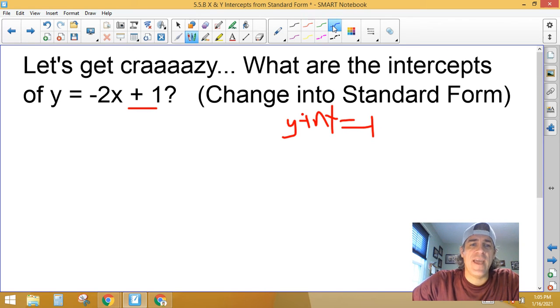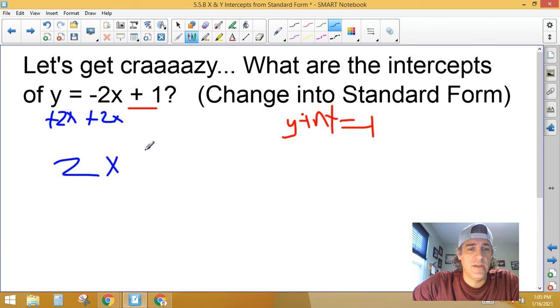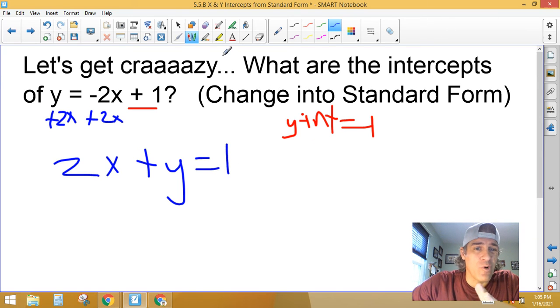Now in order to find the x-intercept, I should just rearrange it. I'm going to add 2x to both sides. The reason I want to rearrange it is to change it into standard form, and I want to get 2x plus y equals 1. Again, as a quick check, if I wanted to figure out my y-intercept, I would make x 0 and just cancel that out, and I'd be left with just the equation y equals 1.